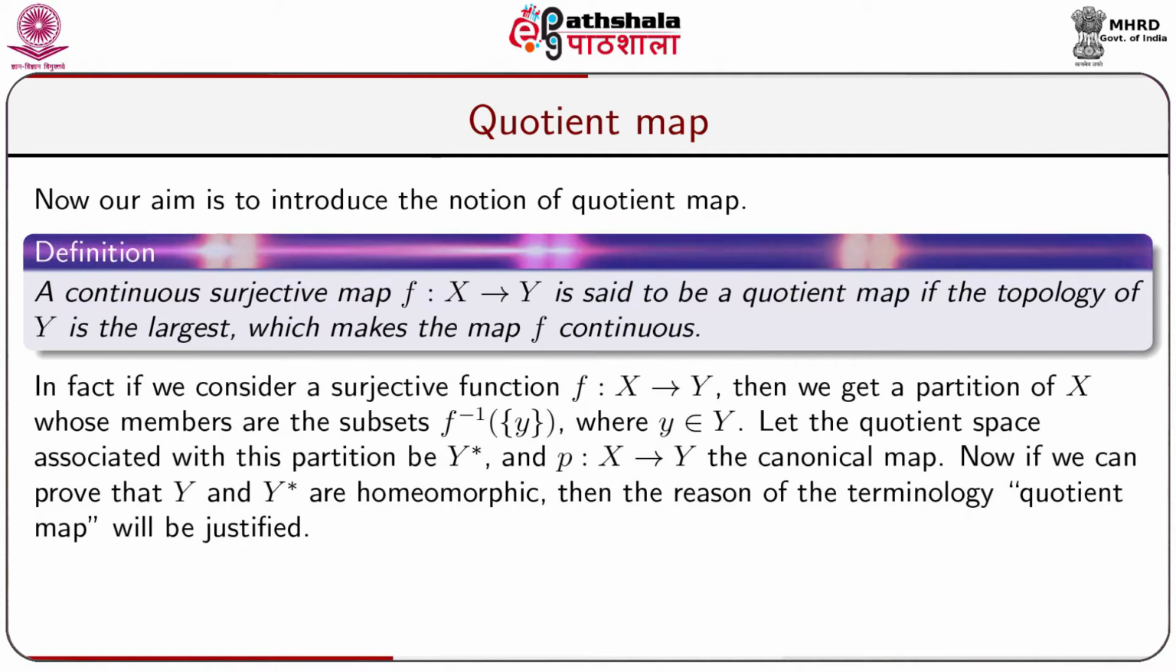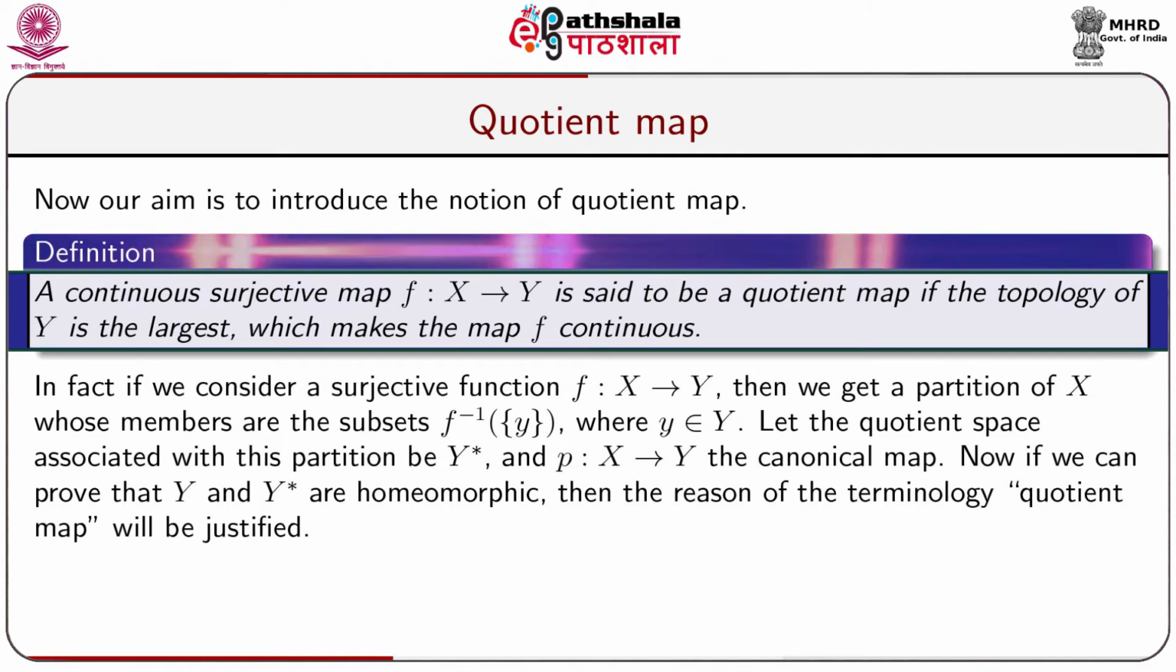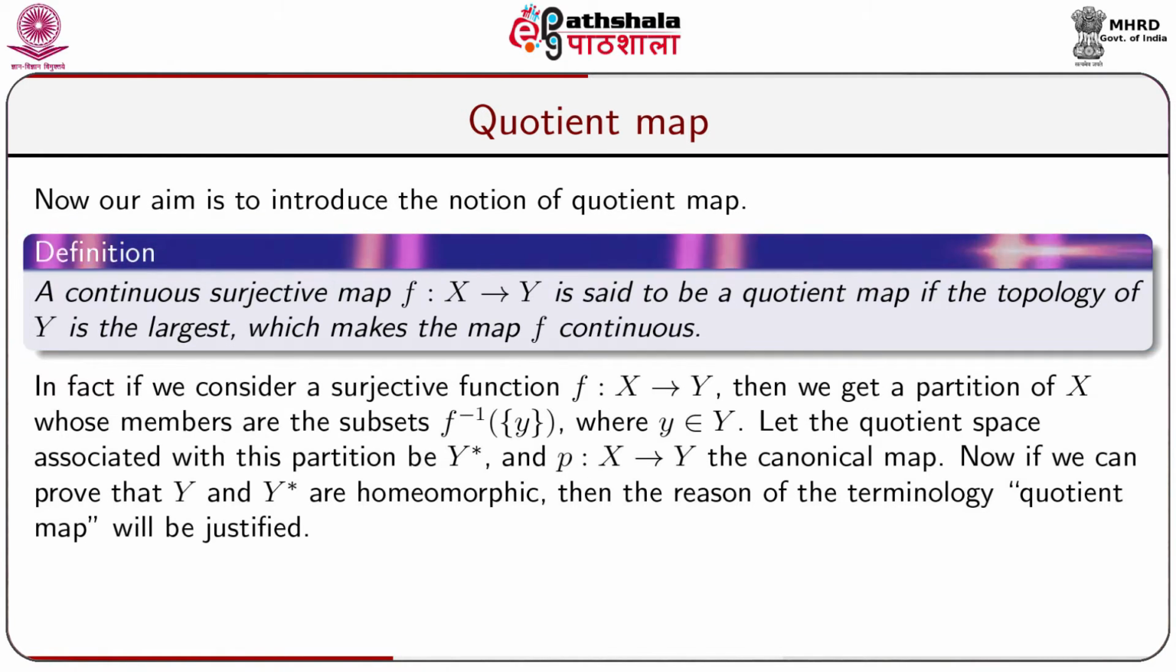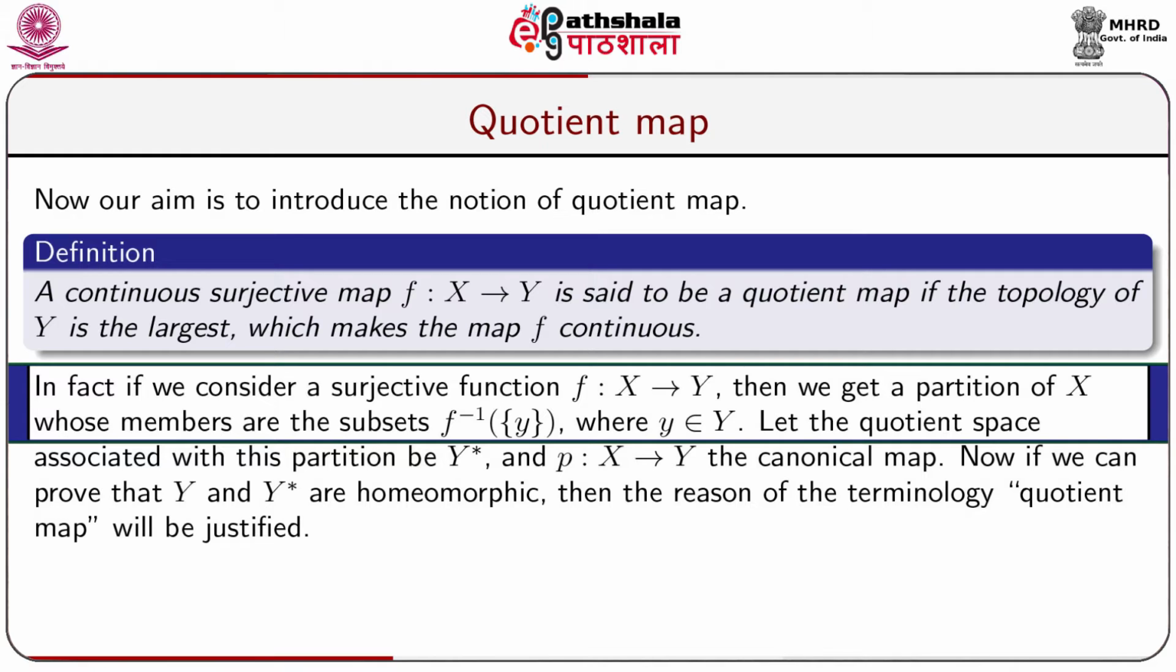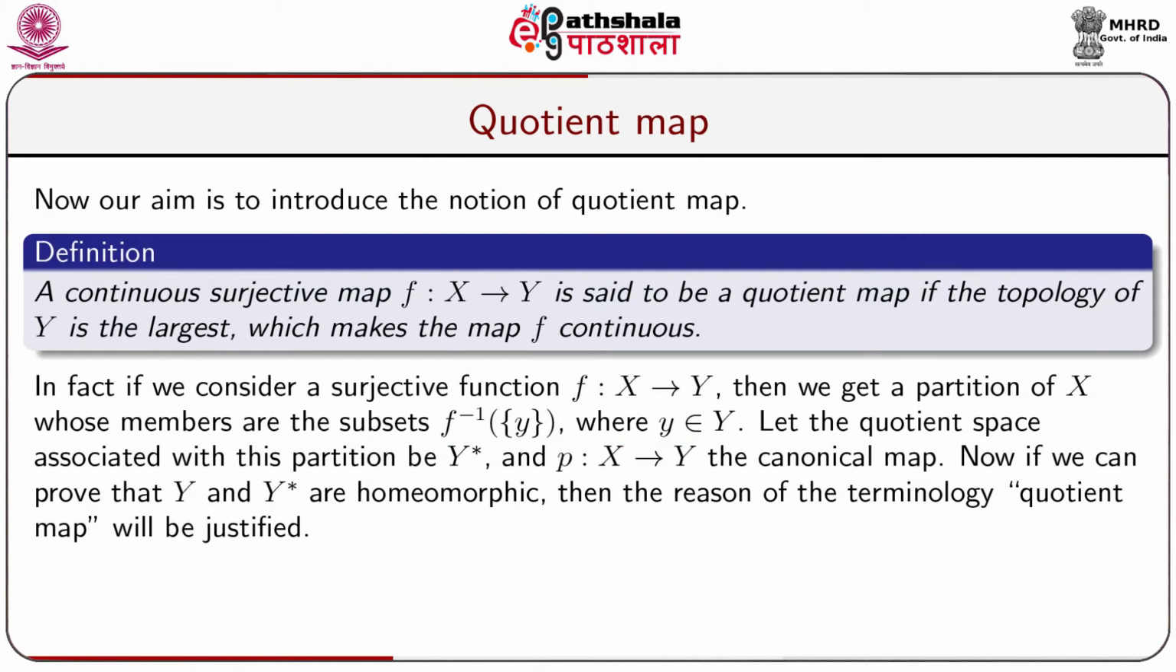A continuous surjective map f from a topological space X to a topological space Y is said to be a quotient map if the topology of Y is the largest which makes the mapping f continuous. In fact, if we consider a surjective function f from X to Y, then we get a partition of X whose members are subsets of the form f inverse of y, where y belongs to Y.